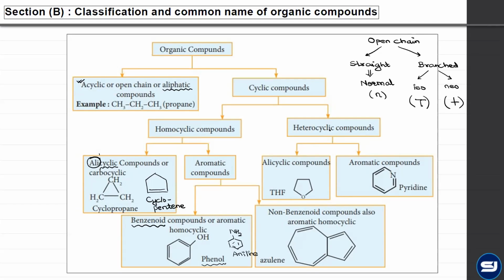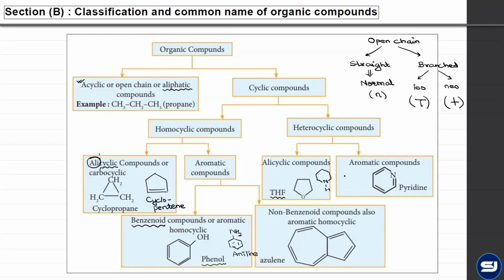Then heterocyclic compounds are again classified into heteroalicyclic and heteroaromatic compounds. In heteroalicyclic, there will be carbon atoms in the ring plus at least one non-carbon atom like nitrogen, oxygen, sulfur, phosphorus. An example of that is THF, which stands for tetrahydrofuran. One more example is a six-membered ring with a nitrogen present as the heteroatom, called piperidine. So THF and piperidine are heteroalicyclic compounds.